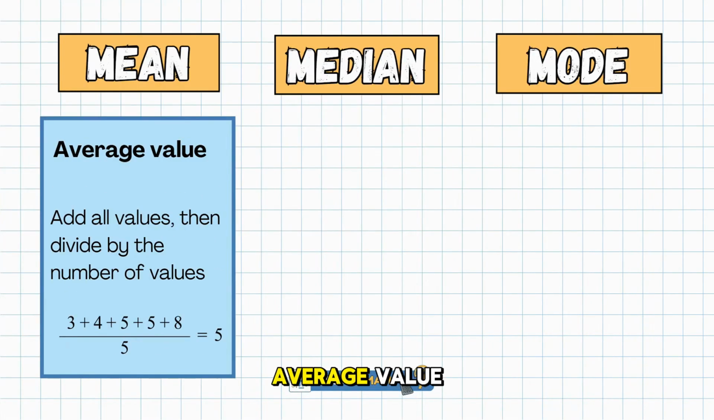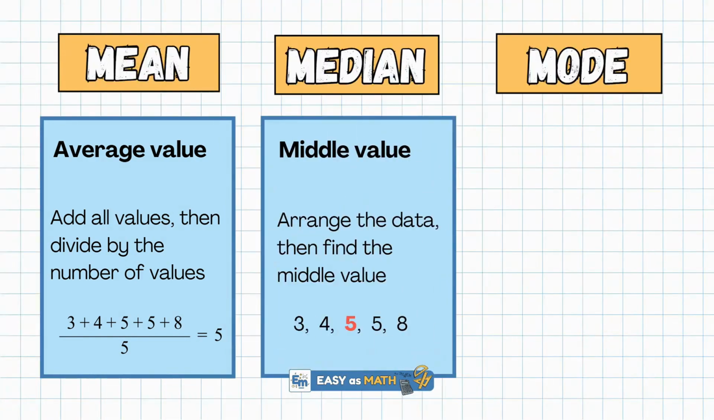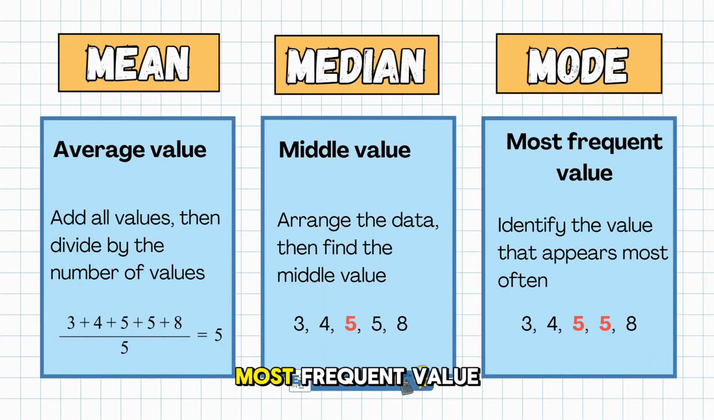Let us compare the 3 measures of central tendency. Mean is the average value. You just need to add all values, then divide by the number of values. Median is the middle value. Arrange the data, then find the middle value. Mode is the most frequent value. Identify the value that appears most often.